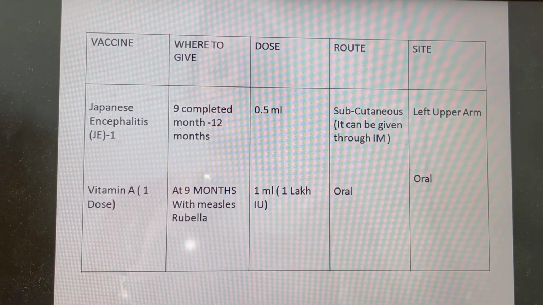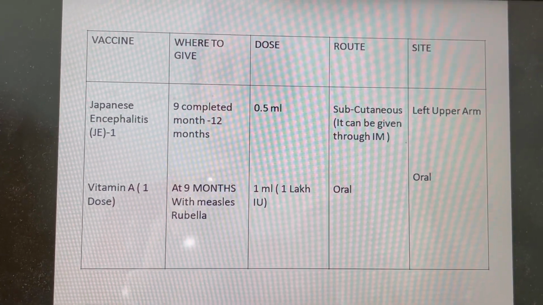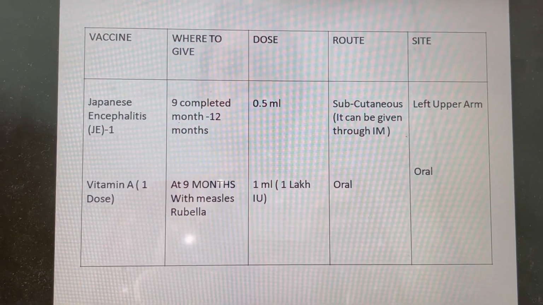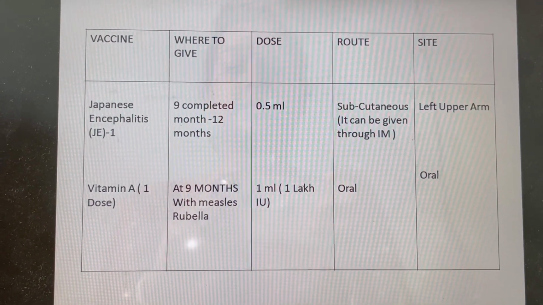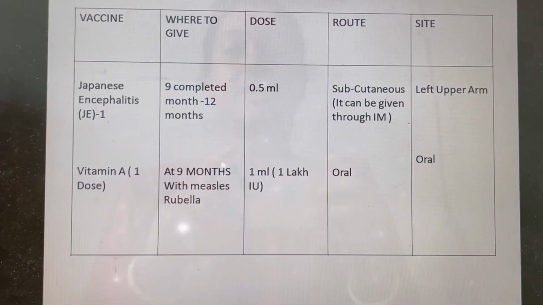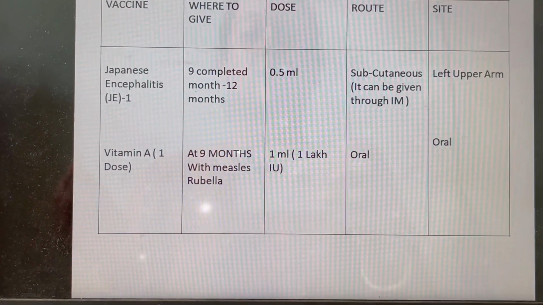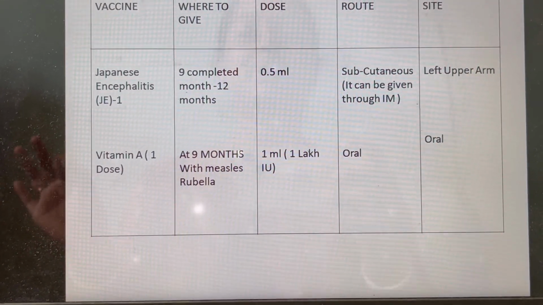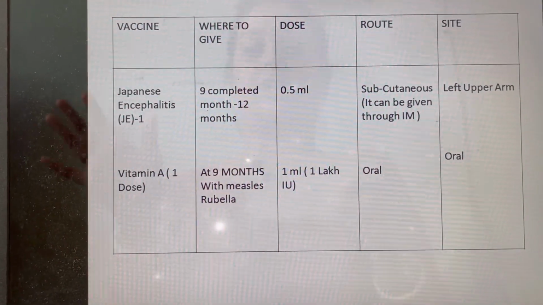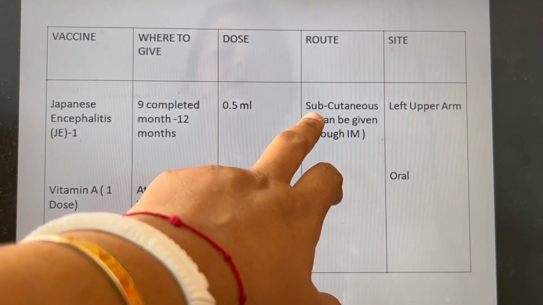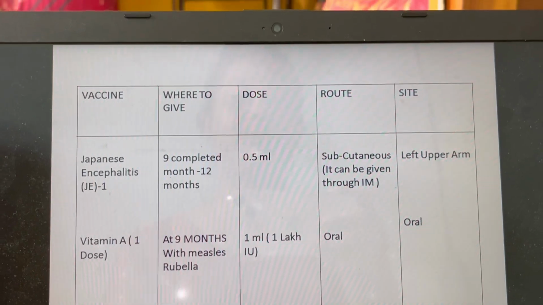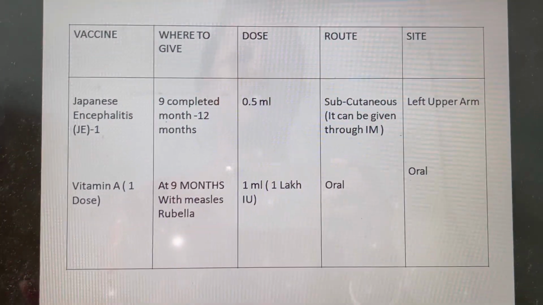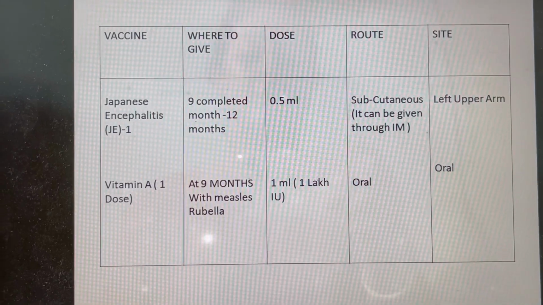Next one is Japanese encephalitis first dose. It is also given at 9 completed months to 12 months. That means from 9 months to 12 months you can give the Japanese encephalitis vaccine. Then the next is dose 0.5 ml. Here the route you have to remember is subcutaneous, and it can be given intramuscularly also. It is not that because subcutaneous is written, you can only give it subcutaneously. It is not like this. It is also given intramuscularly, and the site is left upper arm.